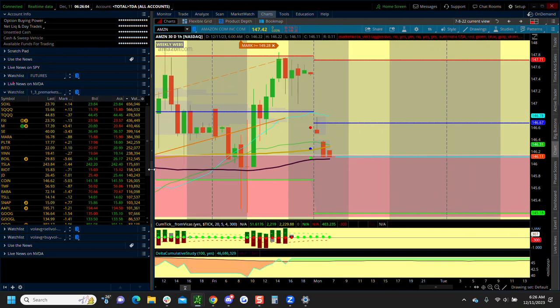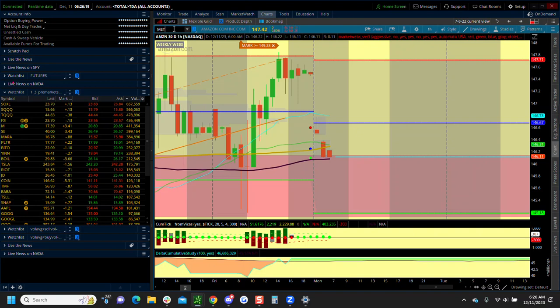So be very mindful of that. And we've been consolidating for such a long time. This is actually becoming more support down here, so be very careful on that short if anybody's trying to short that.